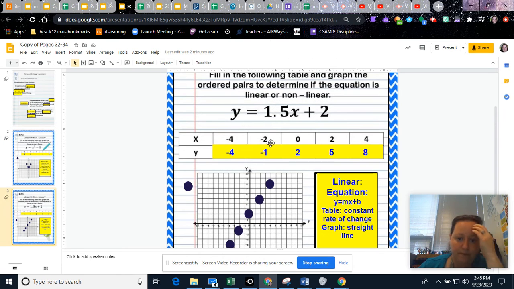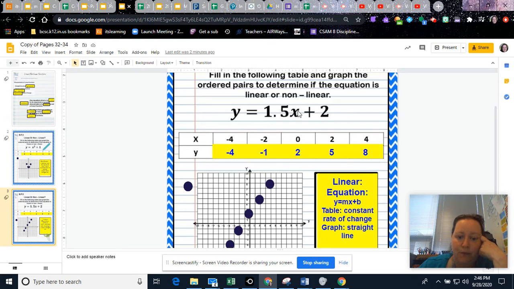On the next one, if you take 1.5 times -4, you get -6. -6 plus 2 is -4. I just realized that I did it wrong on my other video. So hopefully by now I have corrected you. And if I haven't, I apologize. So 1.5 times -4 is -6, plus 2 is -4.